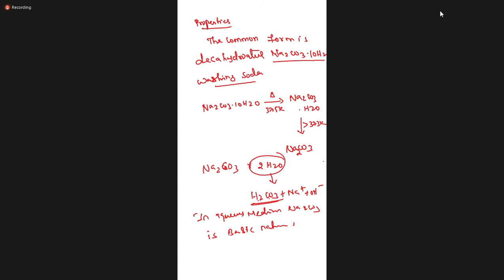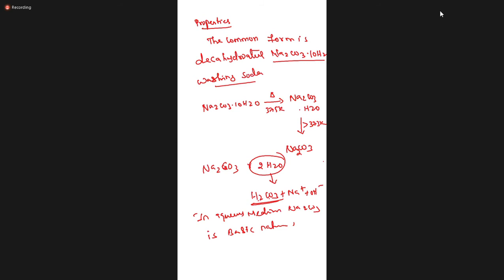Is this clear? Na2CO3 10H2O on heating at 375 Kelvin gives Na2CO3 dot H2O, the monohydrate. Further heating forms Na2CO3. Then Na2CO3 reacts with water to give H2CO3, carbonic acid. That indicates the basic nature of the compound.